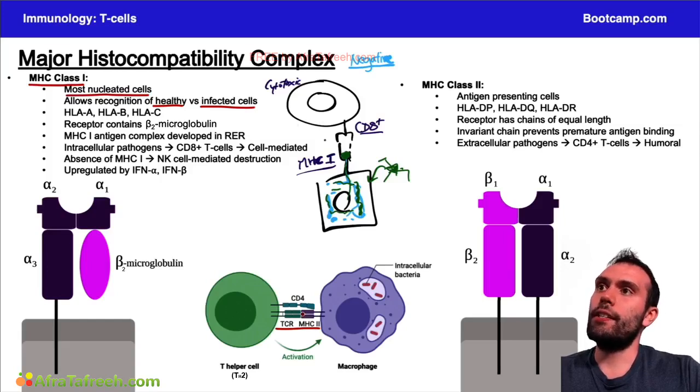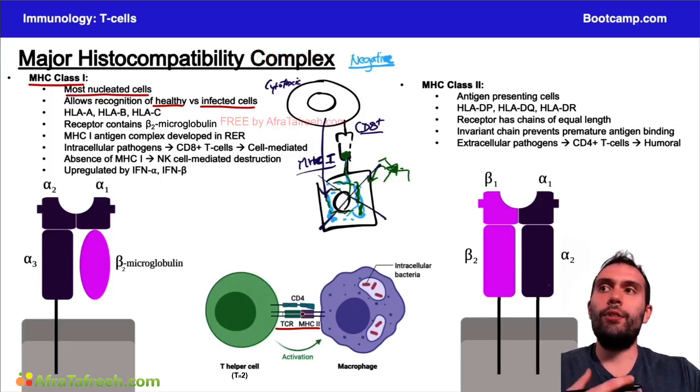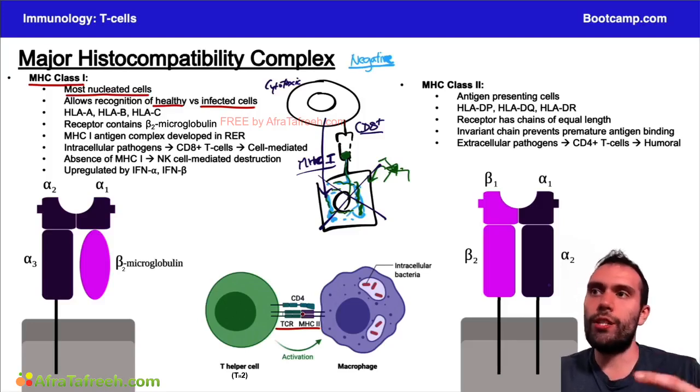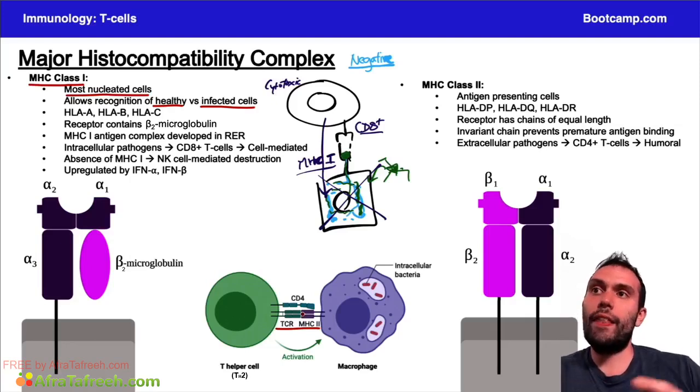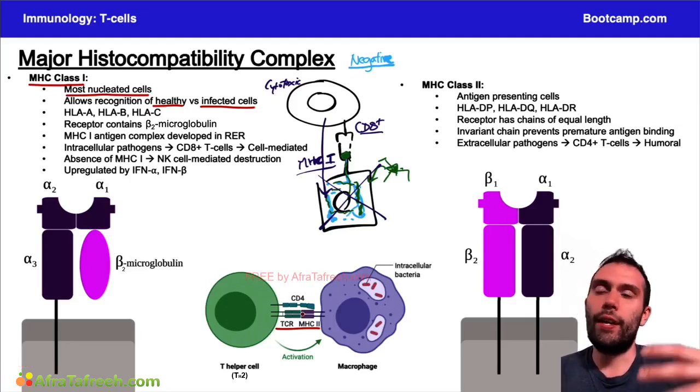This cytotoxic T cell will then essentially destroy this cell using granzyme and enzymes to punch big holes into the cell membrane, because the idea is we're basically sacrificing this cell. We don't want this virus to burst that cell and then have even more viral particles infecting other cells.